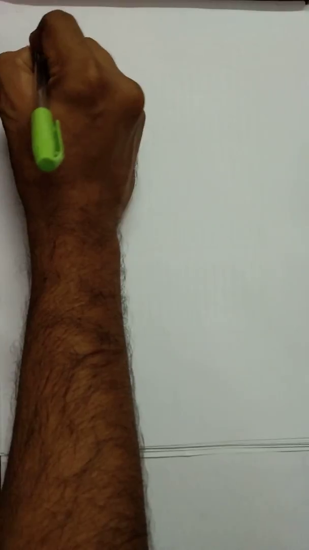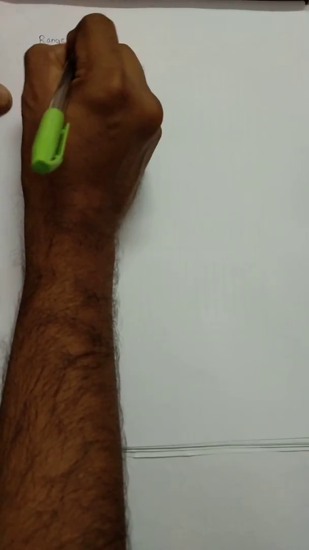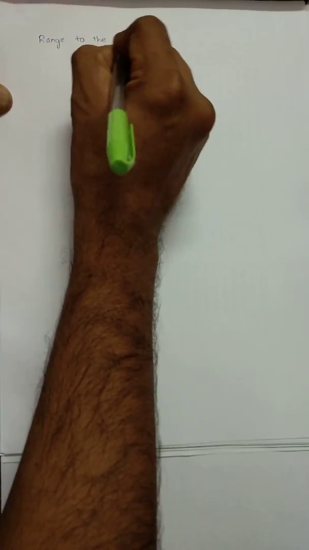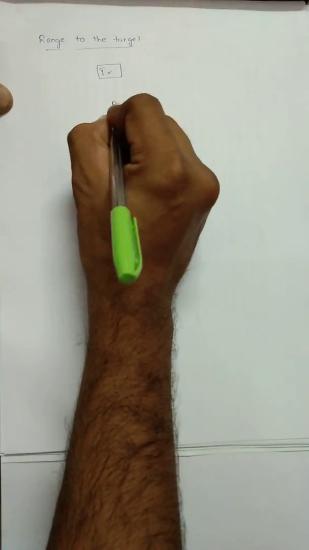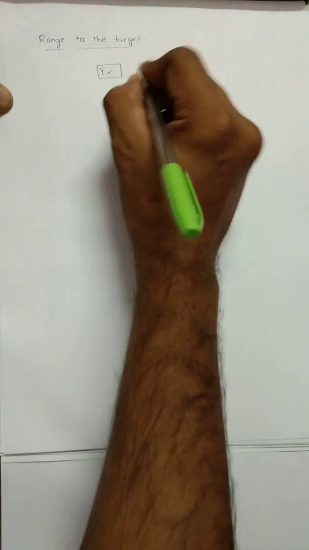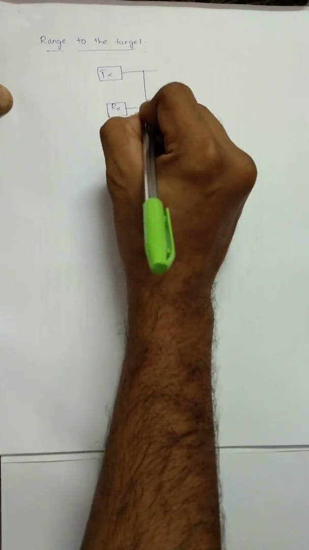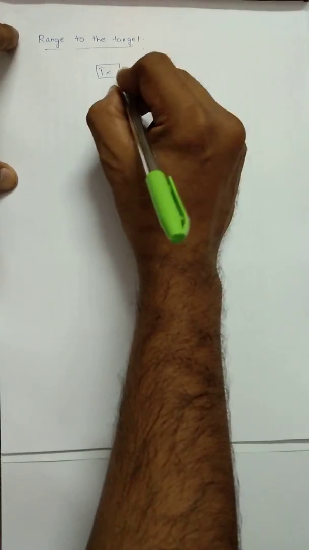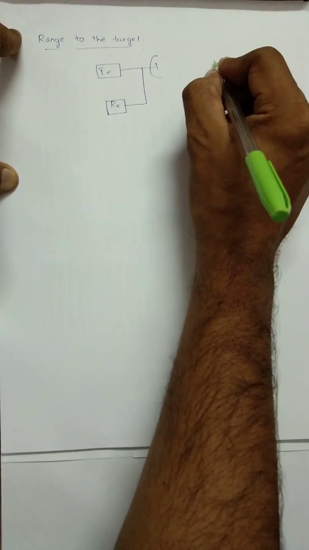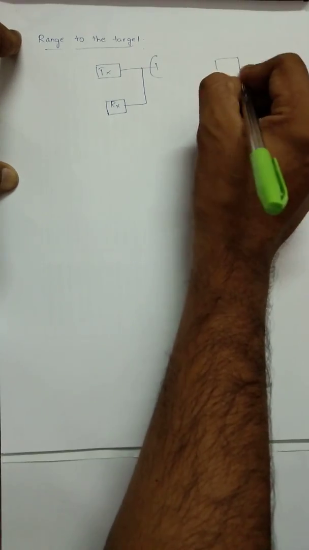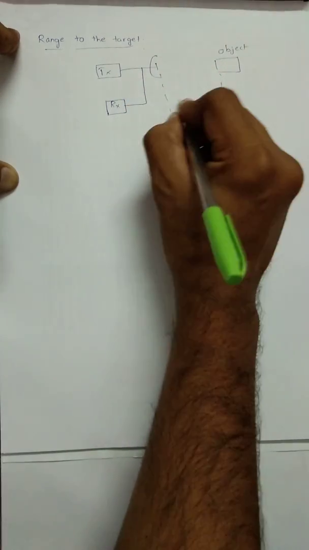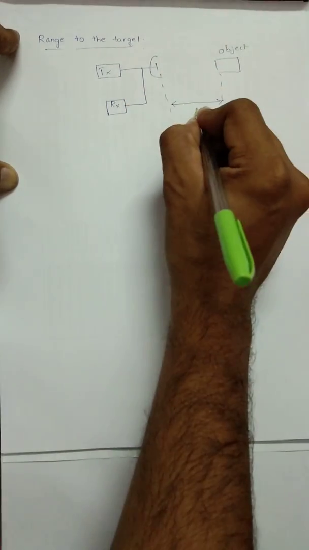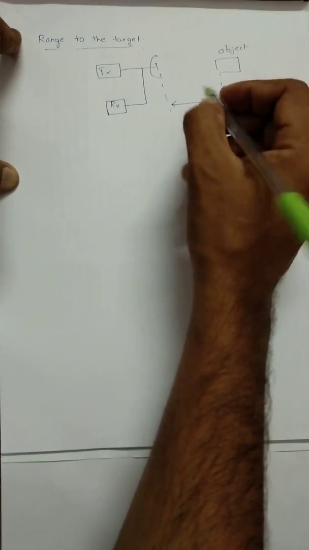And the next one is range to the target. In the case of a radar system, there are three main important blocks: transmitter, receiver, and antenna, along with one object that is optional. Let us consider the distance between the object and the radar system to be r.